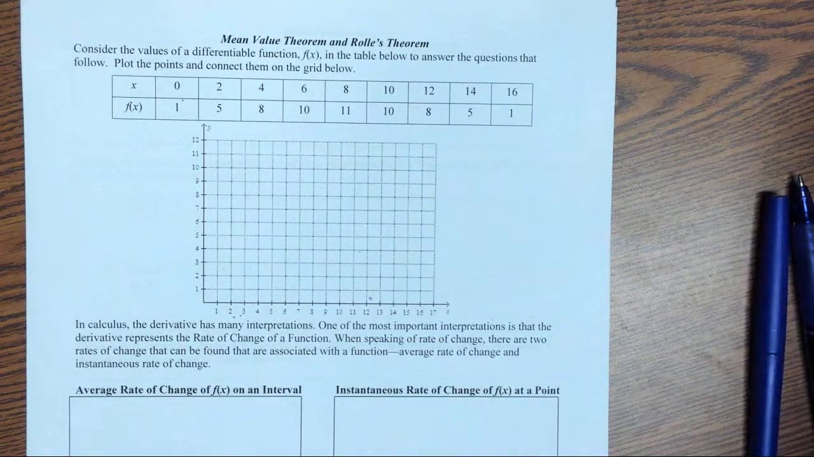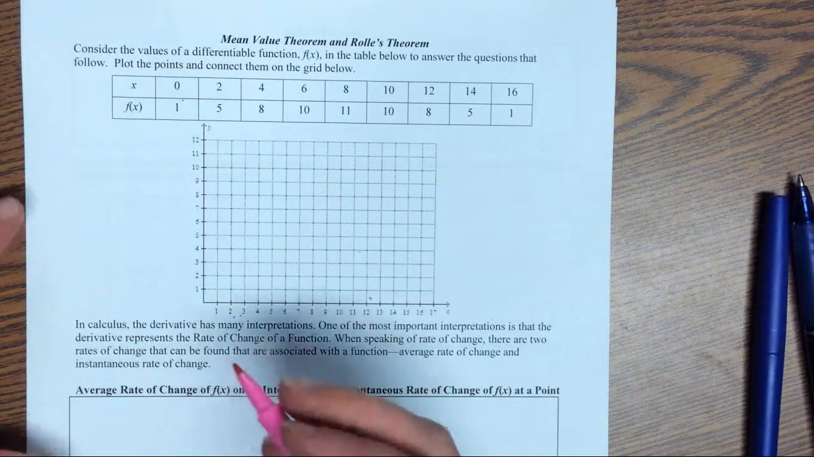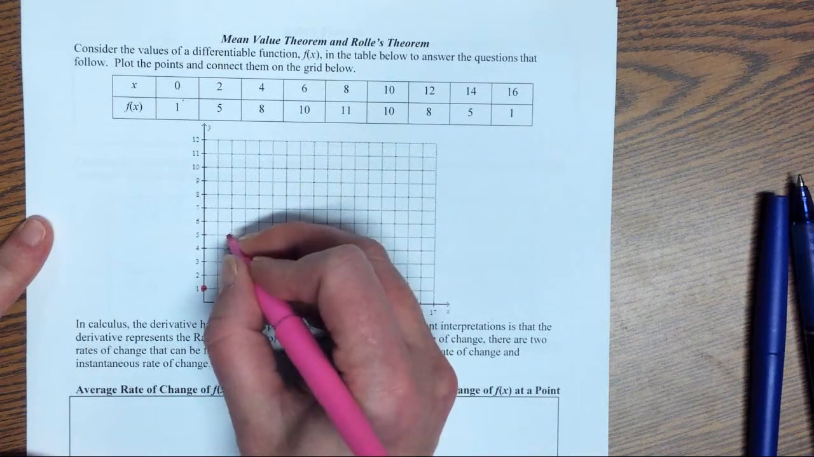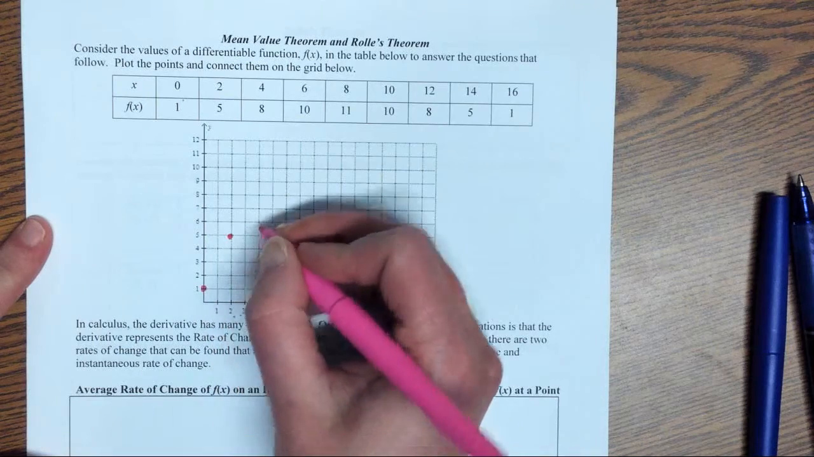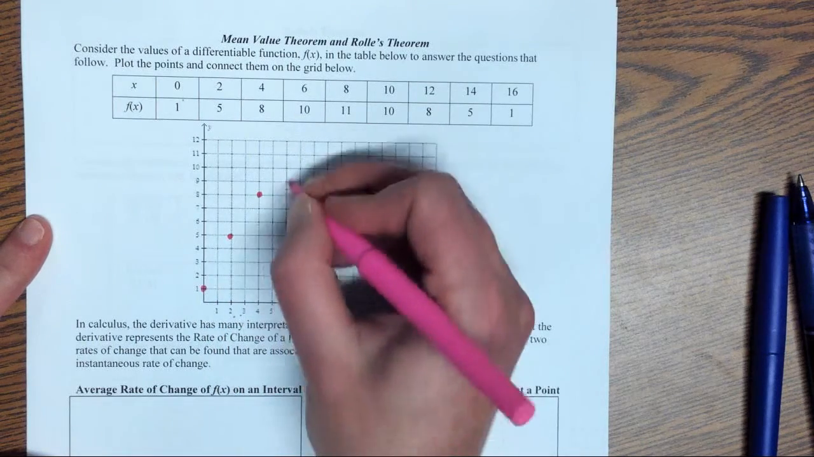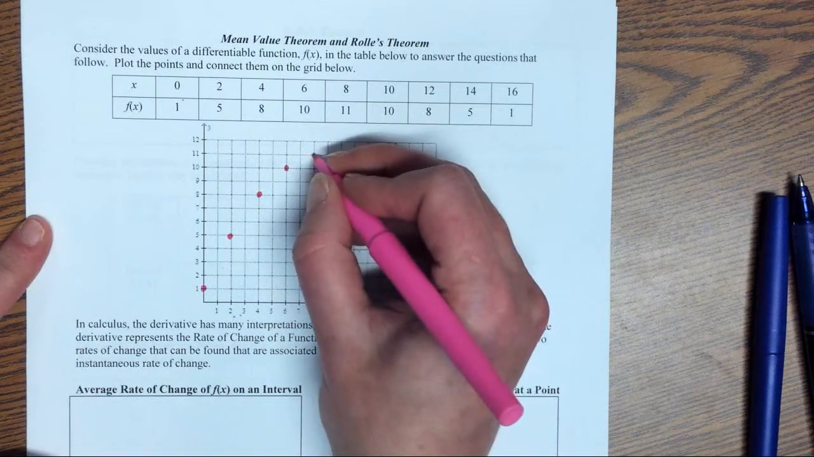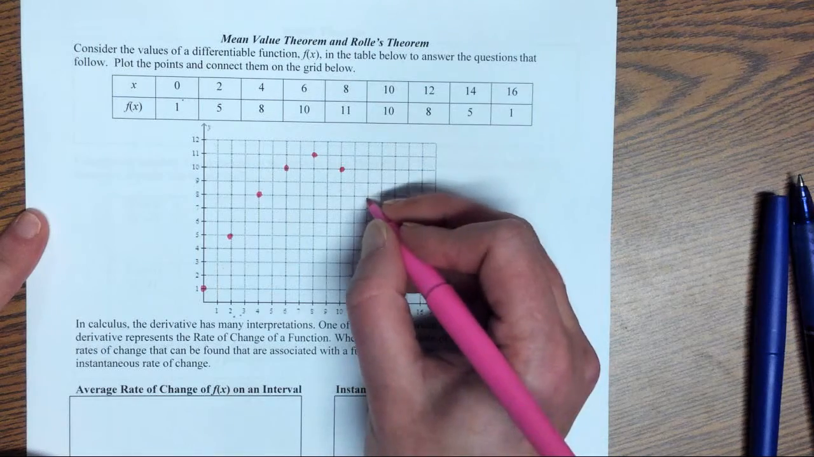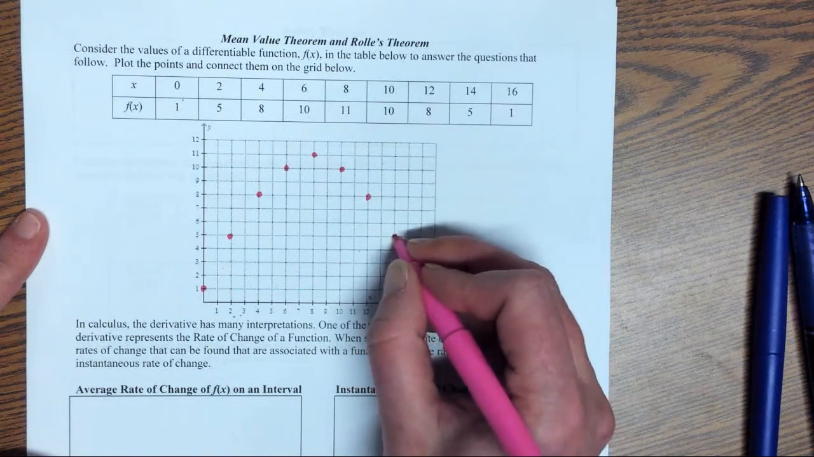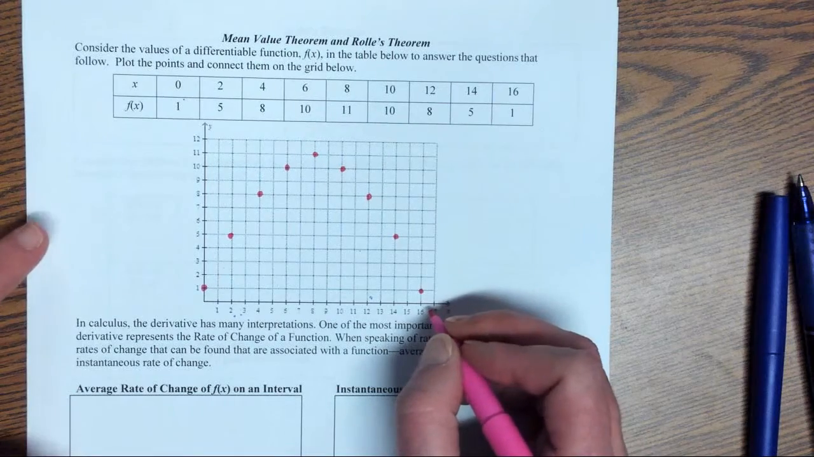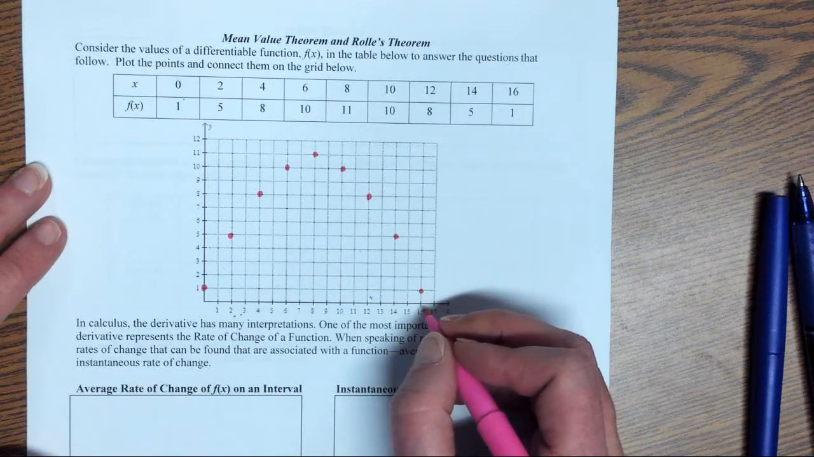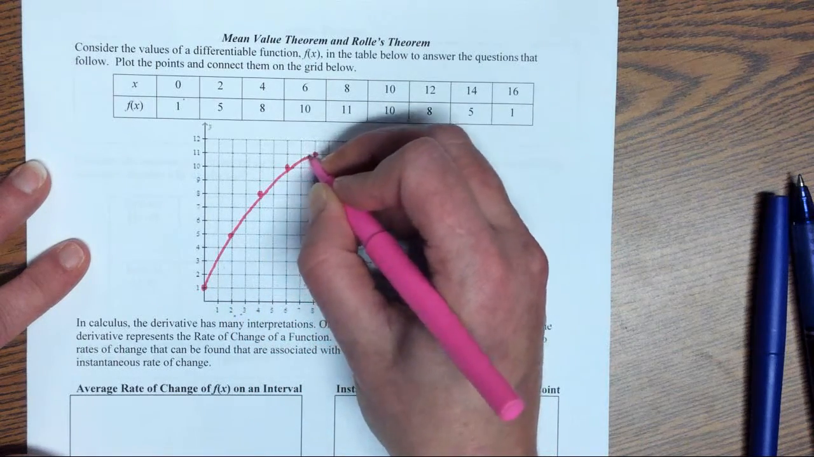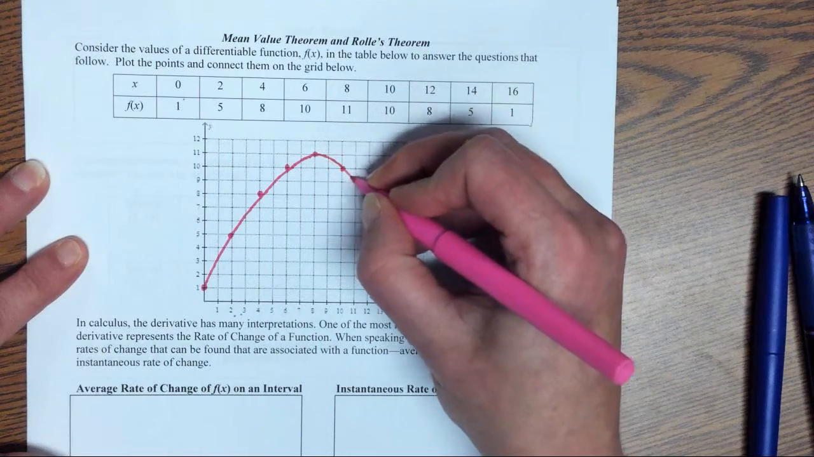So let's plot the points we're given. So we have 0, 1, that's right here. 2 goes to 5, 4 goes to 8, 6, 10, 8, 11, 10, 10, 12, 8, 14, 5, and 16, 1. Oh, this looks like a parabola, doesn't it? So it says to plot and connect the dots. I can do that. Connect the dots, la la la. Like our picture pages.